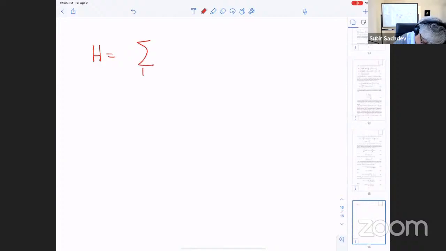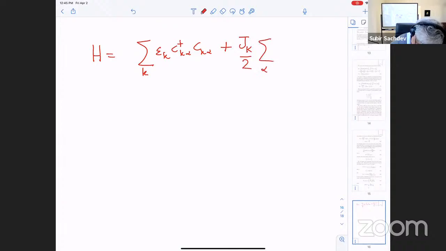The full Hamiltonian is the conduction electrons, epsilon k c dagger k alpha c k alpha. And now I'm going to write the interaction, which is going to be J_K, and it's sigma dot sigma, but using some identities, you can write it as a sum on alpha, c dagger 0 alpha f alpha.